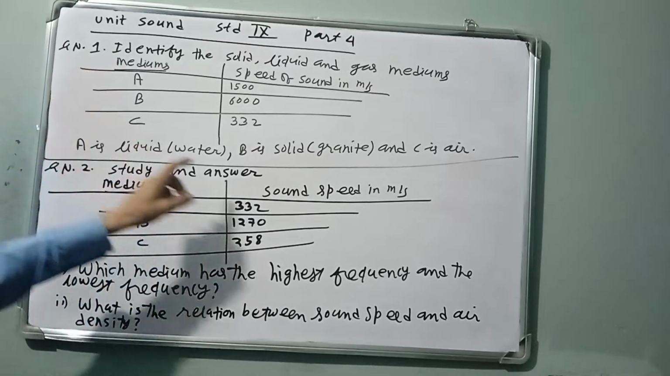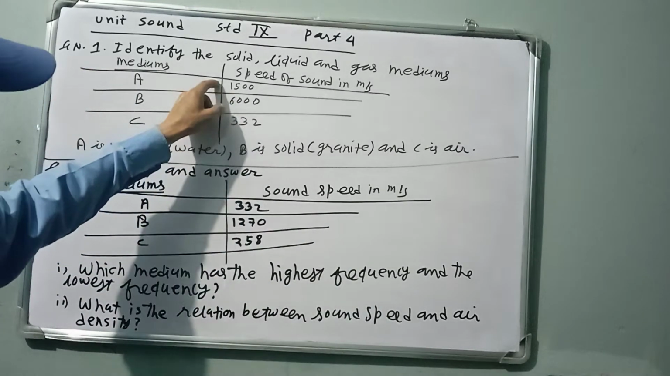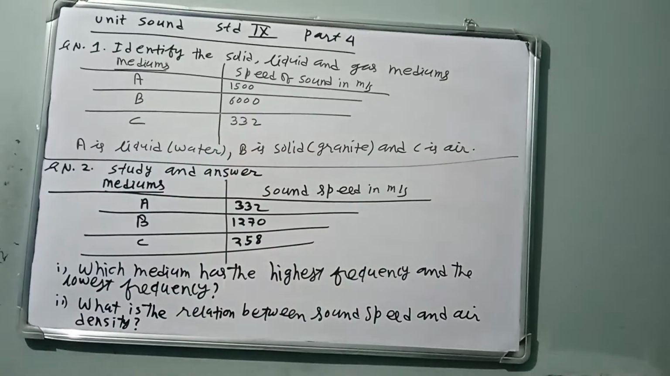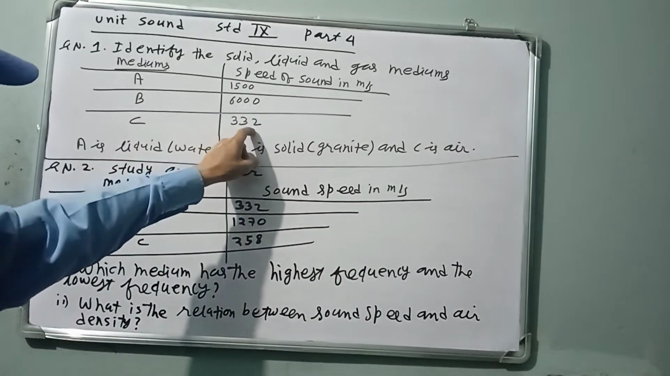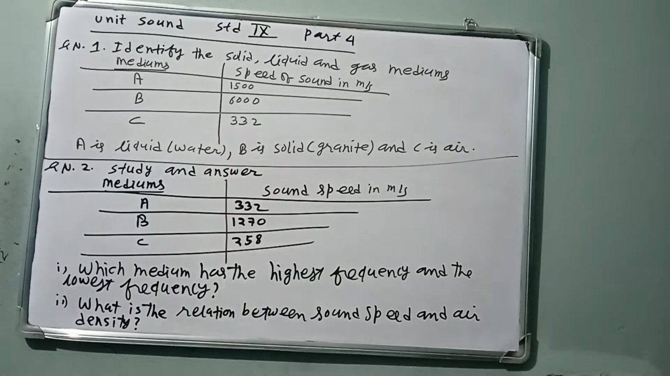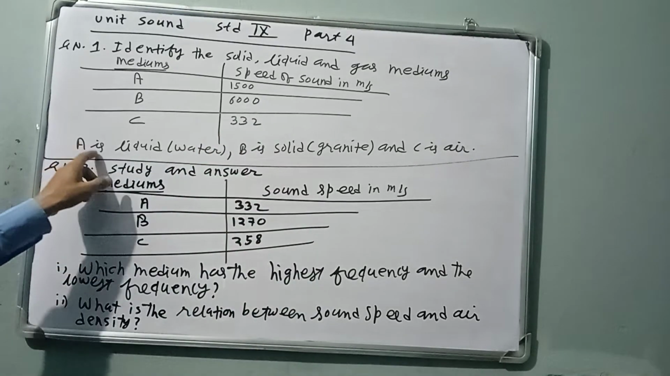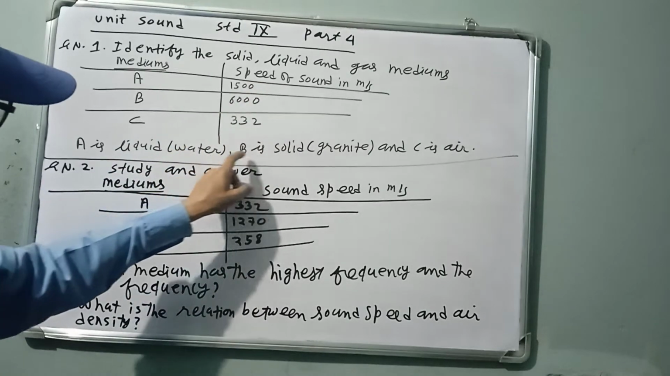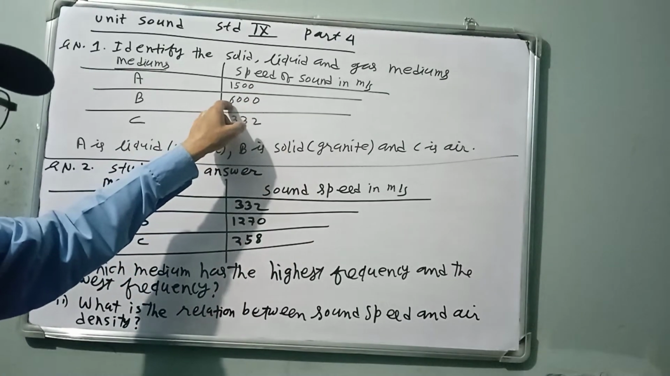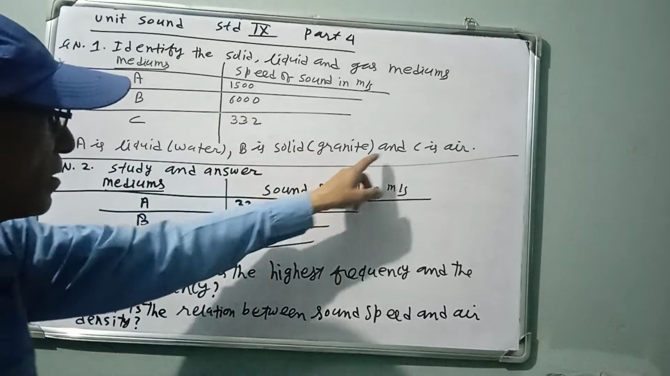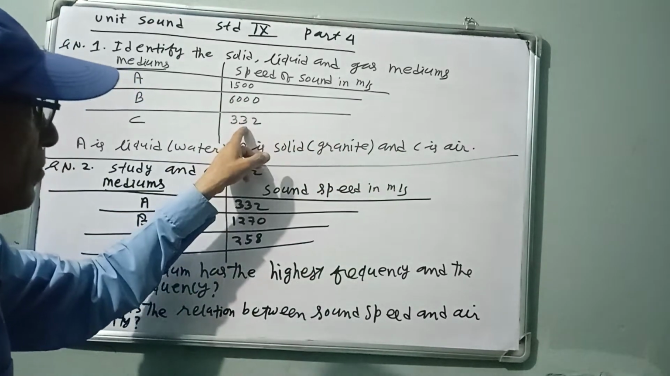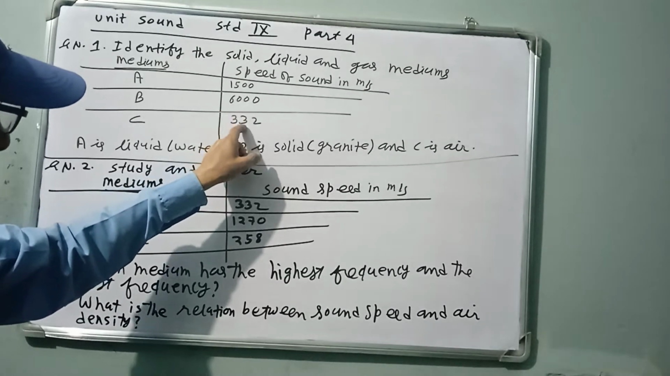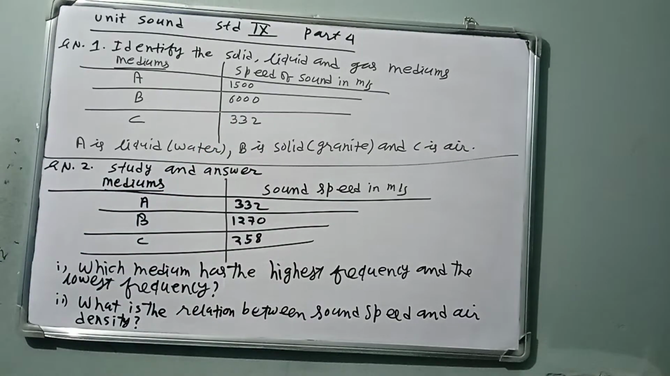Mediums A, B, C. Speed of sound: A is 1500 meter per second, B is 6000 meter per second, C is 332 meter per second. A is liquid medium, speed 1500, water. B is solid, maximum because the molecules are tight, and C is air. The density of air is lowest, so its speed is also lowest.